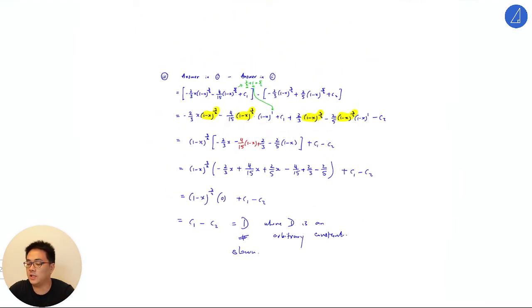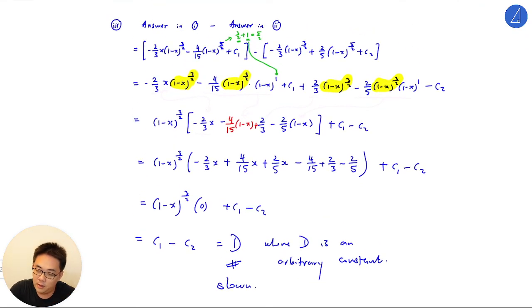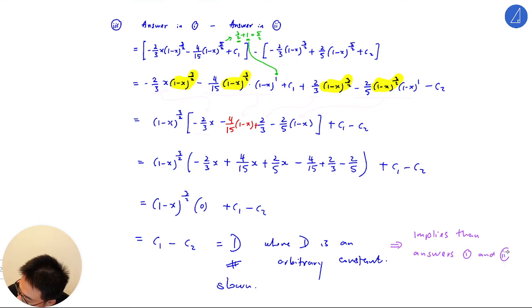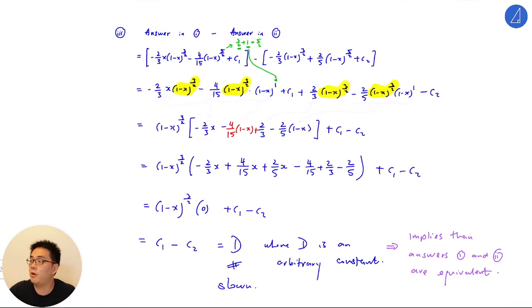Okay, if they ask you to explain the significance of this, you can just say that this implies that the answers one and two are equivalent. So if they ever ask, you know what to explain. Of course, this question they did not ask. If they ever ask, then you will know how to explain.